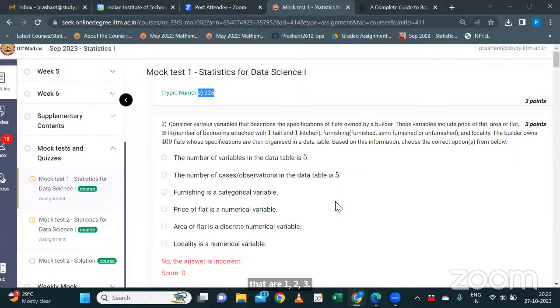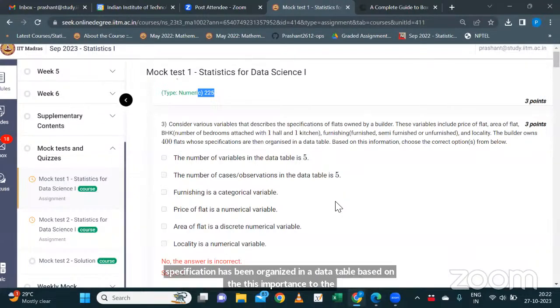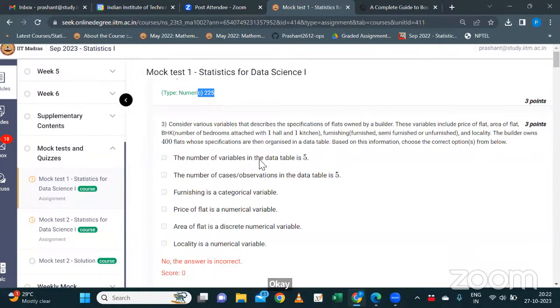The builder owns 400 flats whose specifications are organized in a data table. Based on this information, choose the correct options from below. First: number of observations in the data set is 5. Is it correct? No, that is the number of variables. There are 5 variables: price of flat, area of flat, BHK, furnishing, and locality.